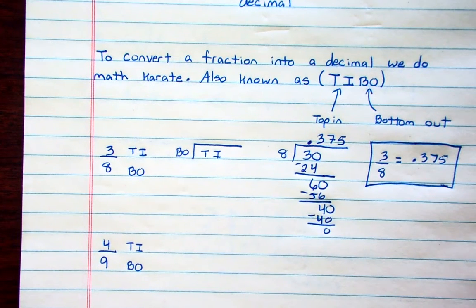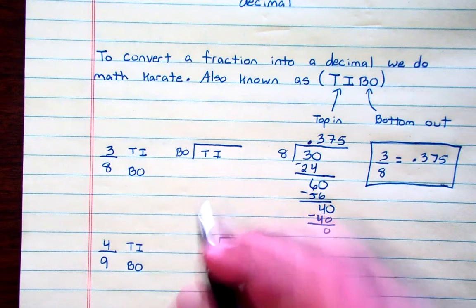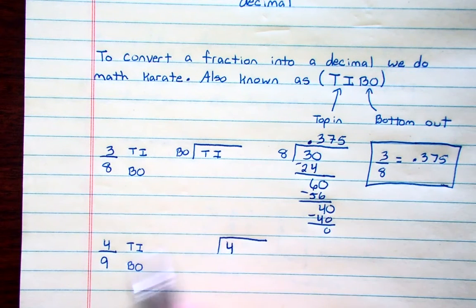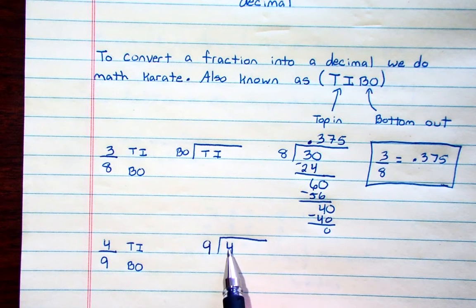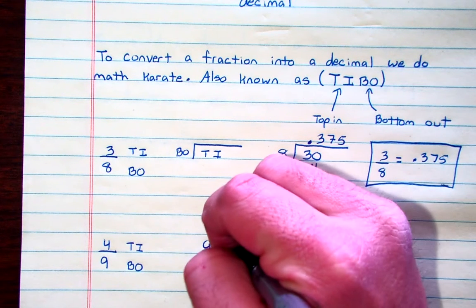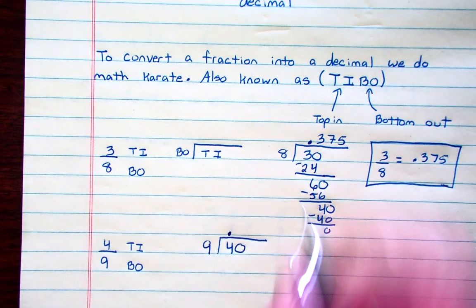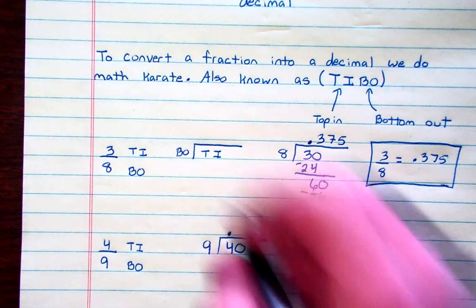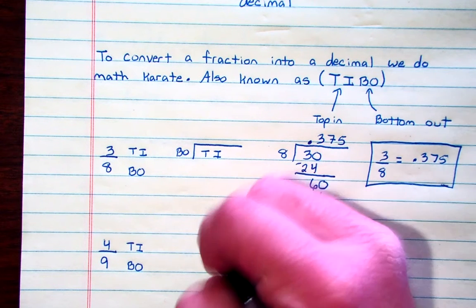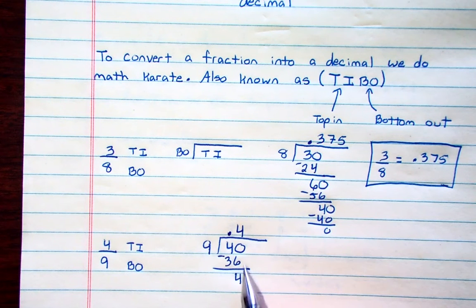4/9. So let's make my little fraction bar. Top number goes in. Bottom number goes out. Can 9 go into 4? No, it cannot. Add a decimal. Now add your 0 back here. 9 can go into 40. Anyone? Anyone? 4 times. 9 times 4 is 36. Notice I have a remainder of 4.